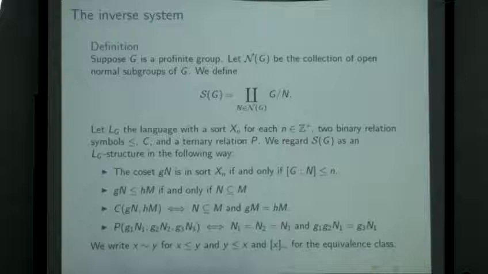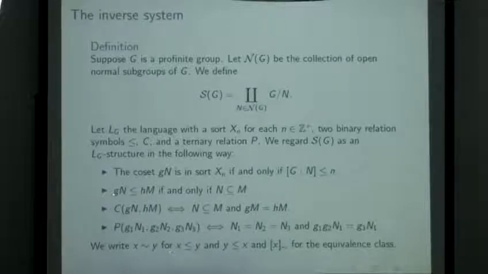But we'll have a sort for every positive integer, and two binary relations, less than and C, and then a ternary relation P. I don't know why these letters were chosen, or why this is the language, but this is the traditional approach. So S of G is an LG structure in the following way. The elements of the sort Xn are exactly the cosets of open normal subgroups of index at most n. Notice that the sorts are growing, because you get more and more cosets.